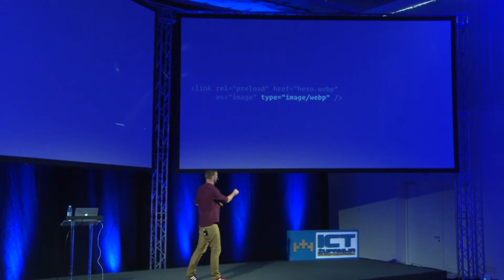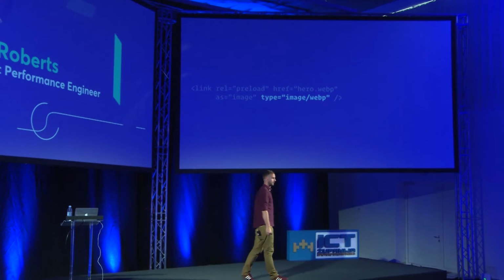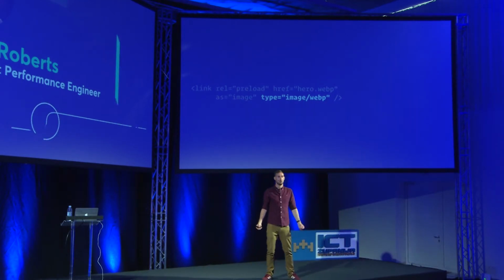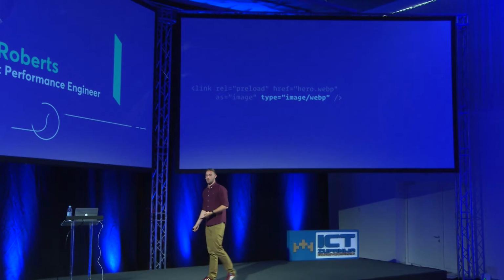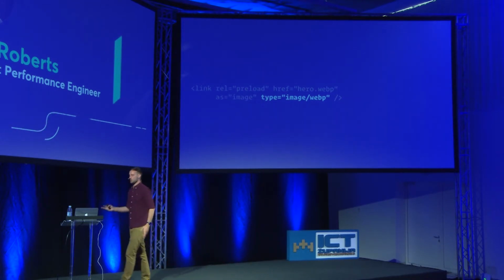Without the type attribute here, what would happen is Safari would download this file and then realize it can't do anything with it. So optionally, we can provide the MIME type of that file so the browser decides whether to initiate the preload or not.